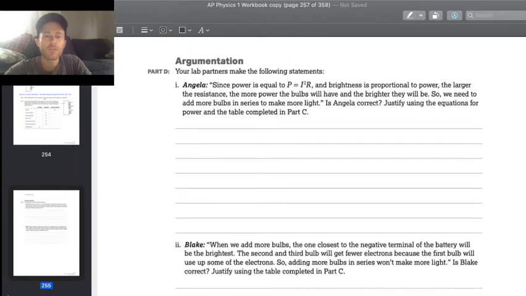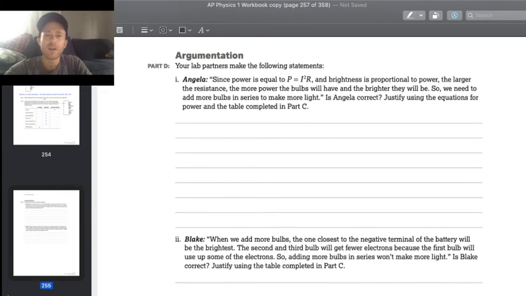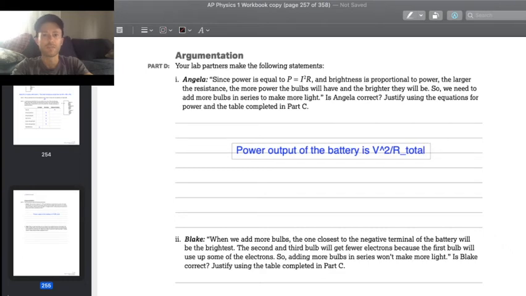And the table completed in part C. Well, I would actually say that the power output of the battery is V squared over R. You guys have heard of that one too. It's the same as I squared R. But the thing about this R is it's the total resistance of the circuit.